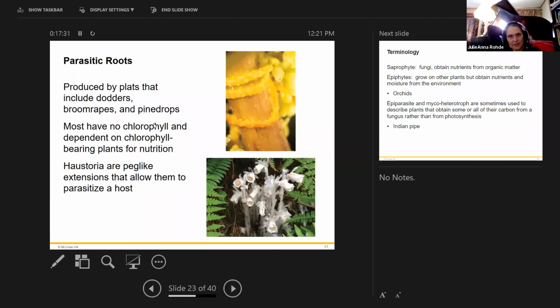Most of these don't have any chlorophyll because they don't need to be making their own food. They're going to get their nutrients from their host. So they're dependent on the chlorophyll bearing plants for nutrition. And your haustoria. Now, there's a term you might need to know because that's one that you see used a bit in botany as a field for sure. Haustoria are peg-like extensions that allow a plant to parasitize a host. That's what they're going to stick in there for the most part, and then be able to absorb nutrients through that.